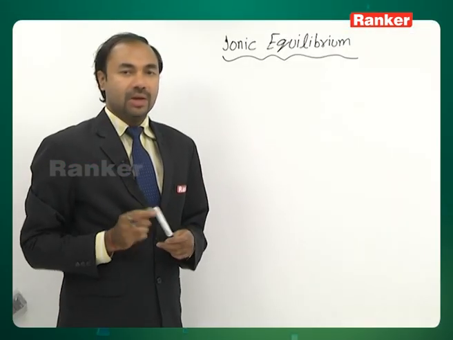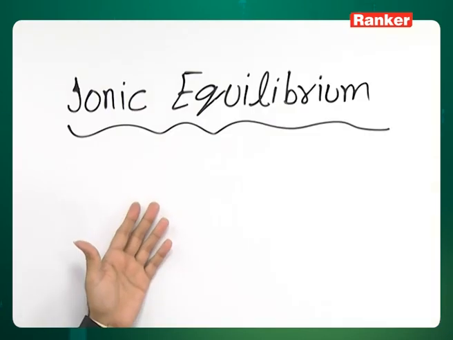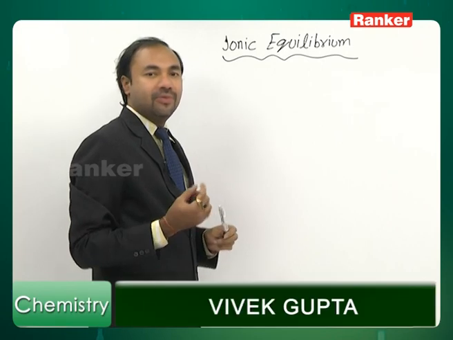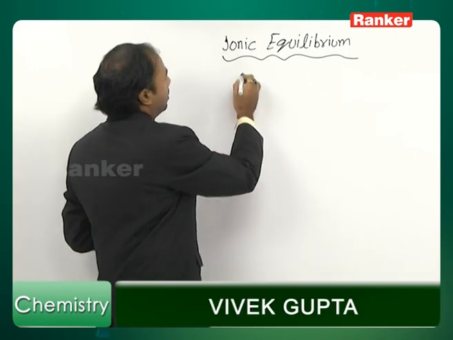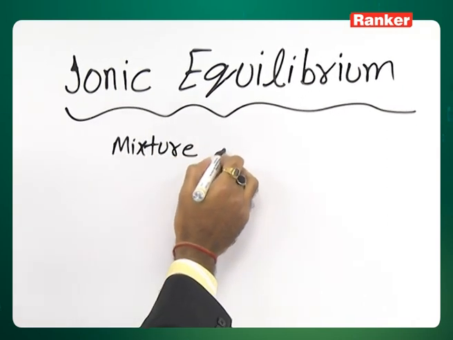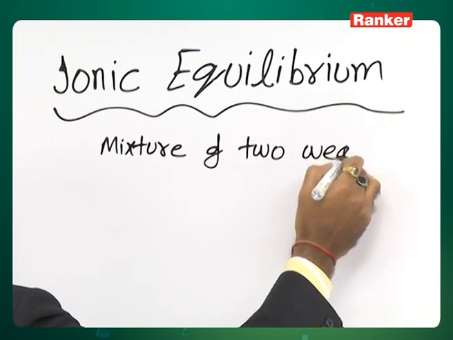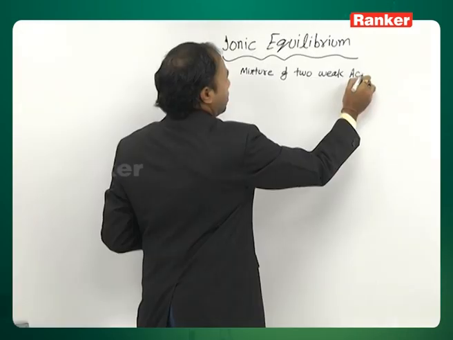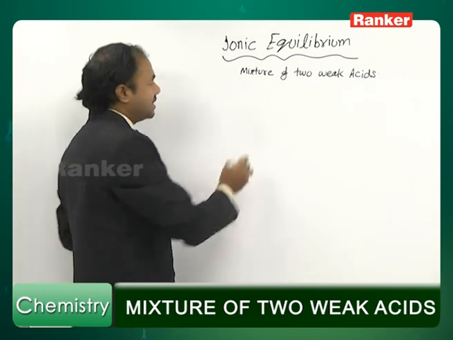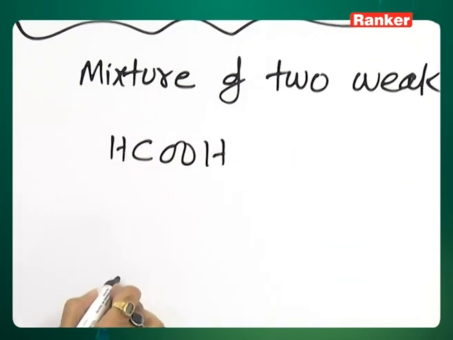Okay, students. Now, another concept of finding the pH for different types of solution is that of a mixture of two weak acids. We have a mixture of two weak acids. The example we will take up here is formic acid and acetic acid.